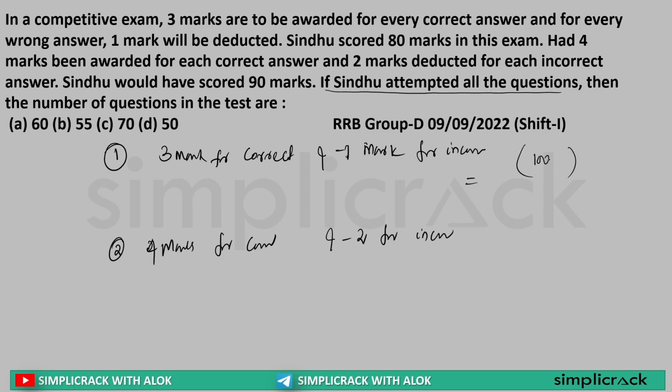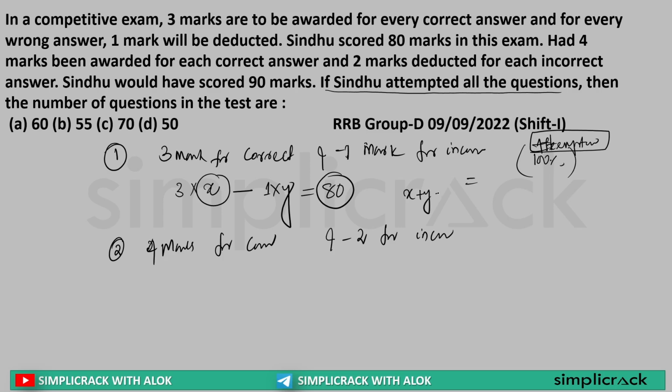Now if he is attempting 100%, from that logic, let's say he attempted x number of questions correctly and y number of questions incorrectly. For each correct answer, multiply by 3. So 3x minus y for the incorrect answers should be equal to 80, and x plus y is equal to 60. Yes or no? Yes.